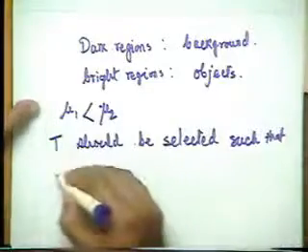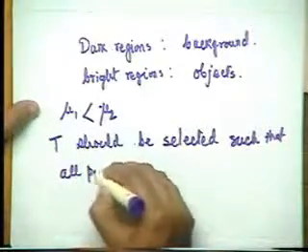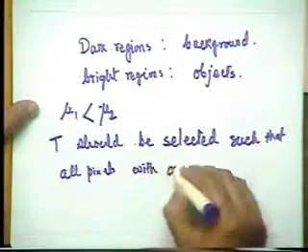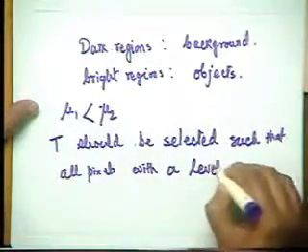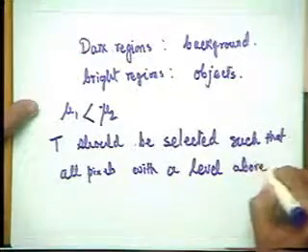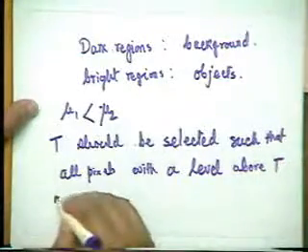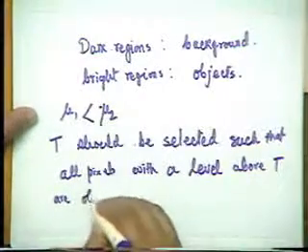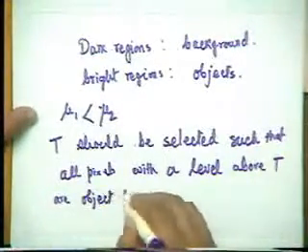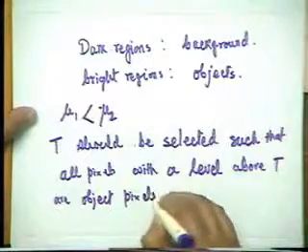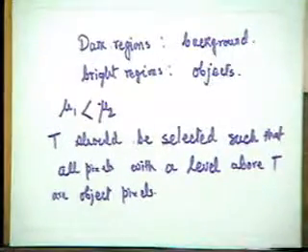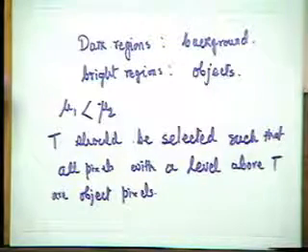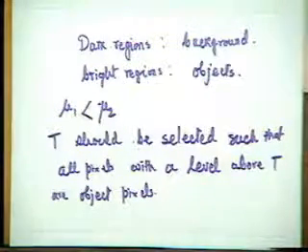So, a threshold t should be selected such that all pixels with the level above t are object pixels, right? And obviously the other thing also holds good. That means to say all pixels with a level below capital T will be considered as background pixels.